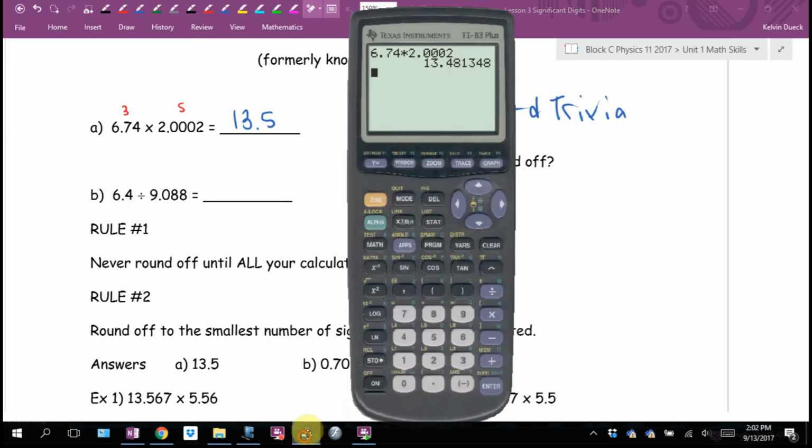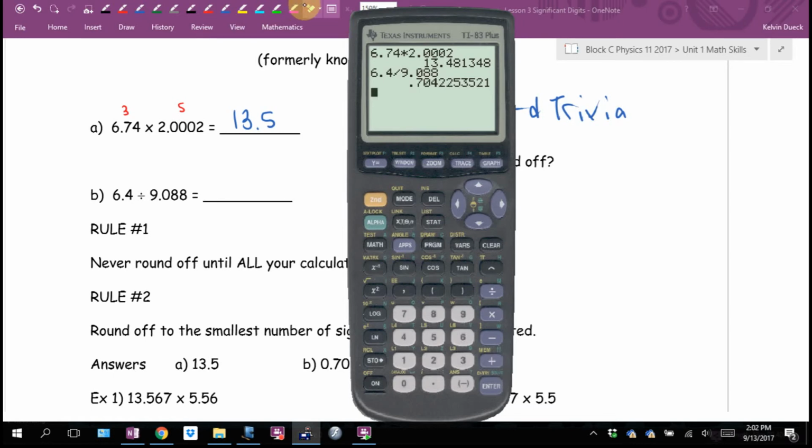So type it in exactly as written. 6.4 divided by 9.088. I missed the decimal. I had 64. That's no good. One of the advantages of my calculator is the ability to backspace and edit, which is nice, especially because I'm bad at typing. You get 0.7042255. No, you don't. Ready?